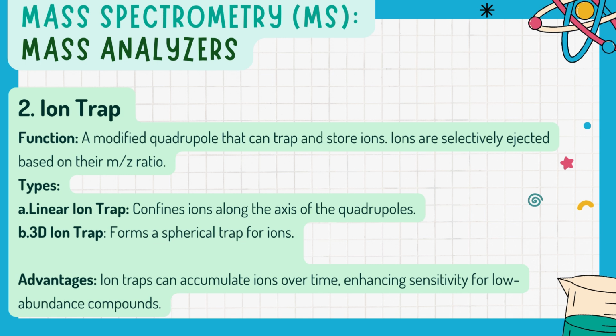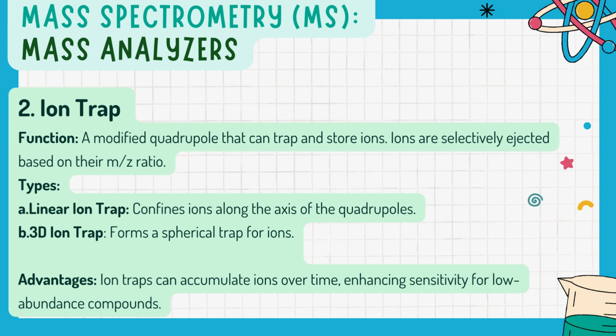So this one is a modified quadrupole, still a quadrupole, guys, but it can trap and store ions. See, ion trap, trapping, storing ions. And ions are selectively ejected based on the differences in their mass to charge ratios. So for the types, we have the linear ion trap and the 3D ion trap, two types under ion trap. If the ions are confined along the axis of the quadrupoles, that's linear. However, if a spherical trap for ions is formed, that's your 3D ion trap.